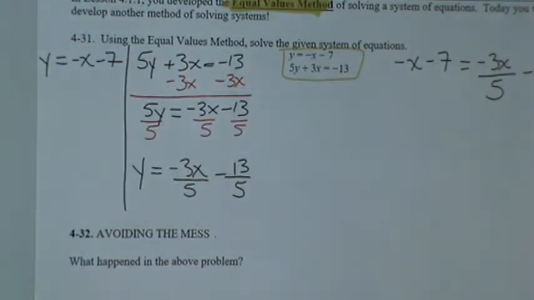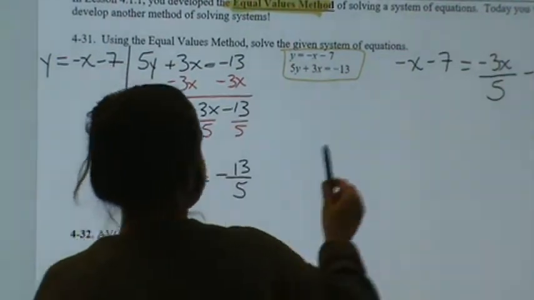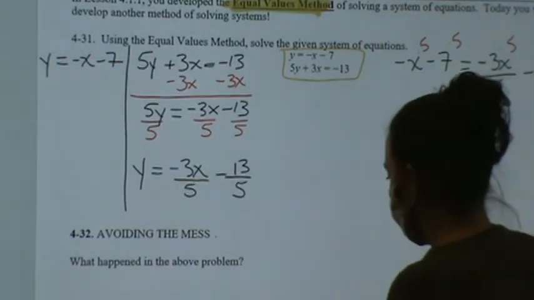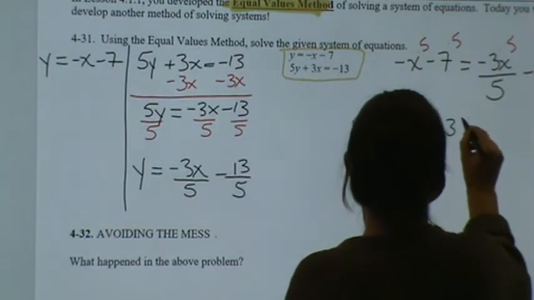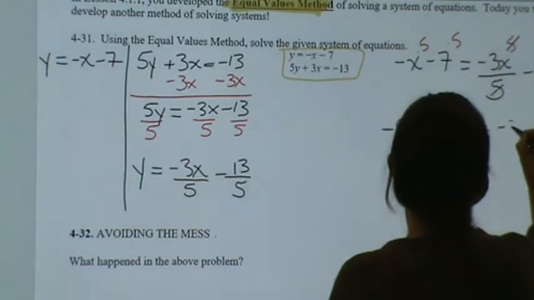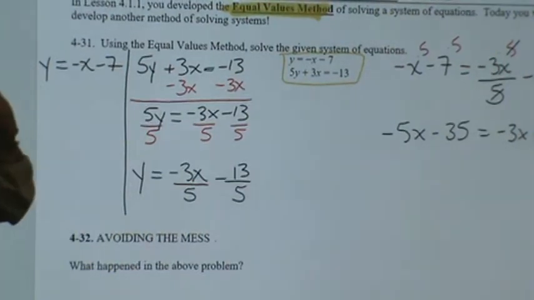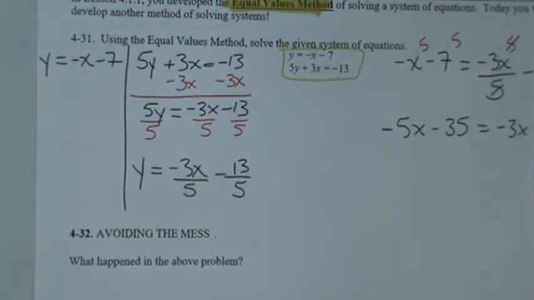I now have to solve for x. I have fractions with 5 in them, so I'm going to multiply everything by 5. I want you guys to take it from there. What would you get if you solve for x? You should get minus 5x minus 35 equals negative 3x minus 13. So solve for x.